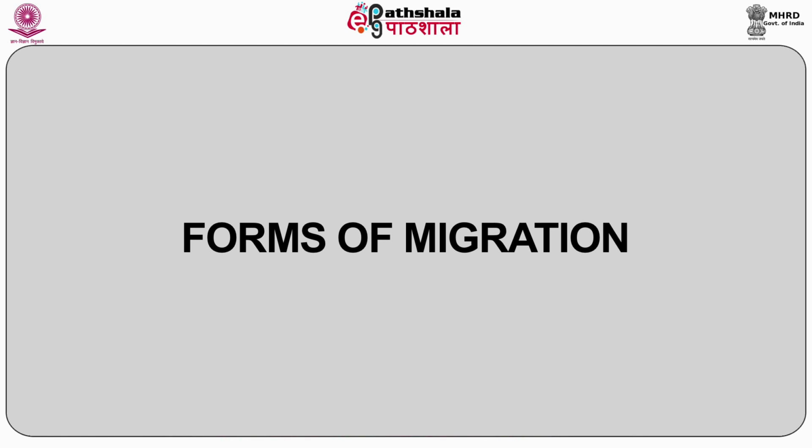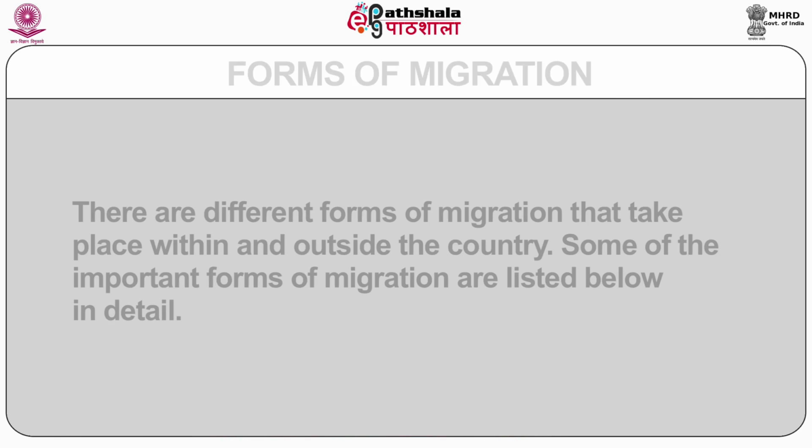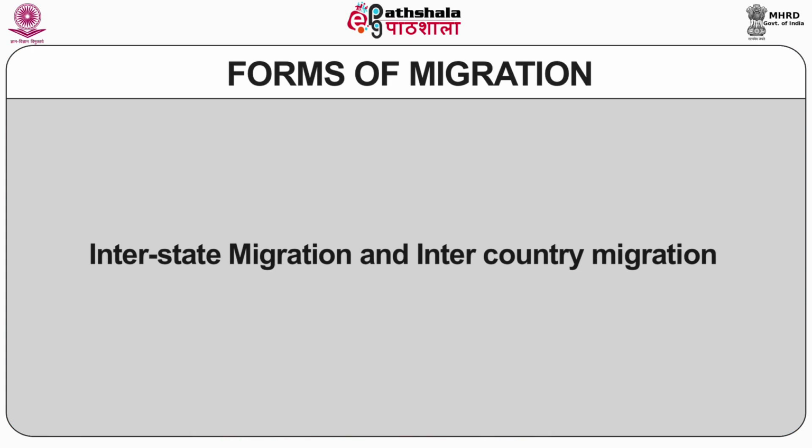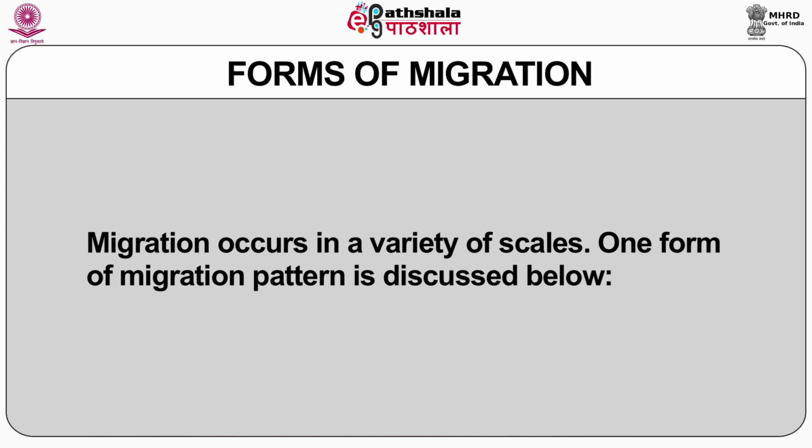Now we'll look at forms of migration. So what are the forms of migration? There are different forms of migration that take place within and outside of the country. Some of the important forms of migration are listed below in detail. First, we will start with intrastate migration, interstate migration, and inter-country migration. Migration occurs on a variety of scales. One form of migration pattern is discussed below.